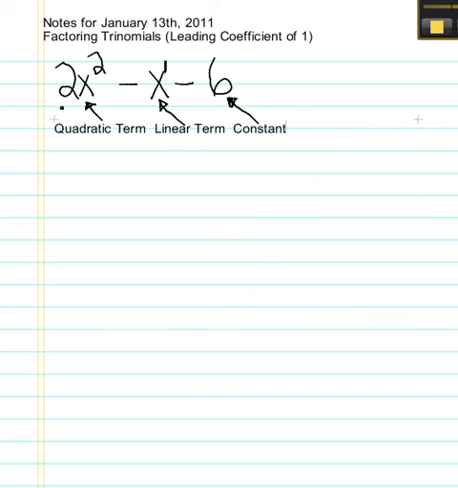Leading coefficient is 2. The next podcast is actually going to get into how we can take this trinomial and factor it, turn it back into the product of two different binomials. So I'm going to stop this podcast for now, and then we're going to look at factoring a trinomial where the leading coefficient is 1. So we're not going to factor this trinomial today because the leading coefficient is 2. We're going to look at one where the leading coefficient is 1.